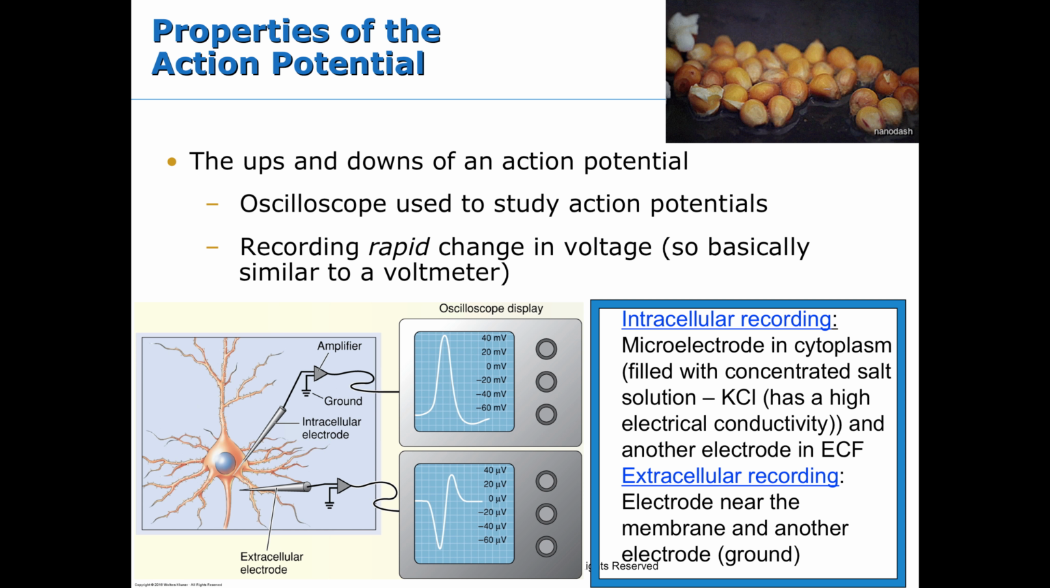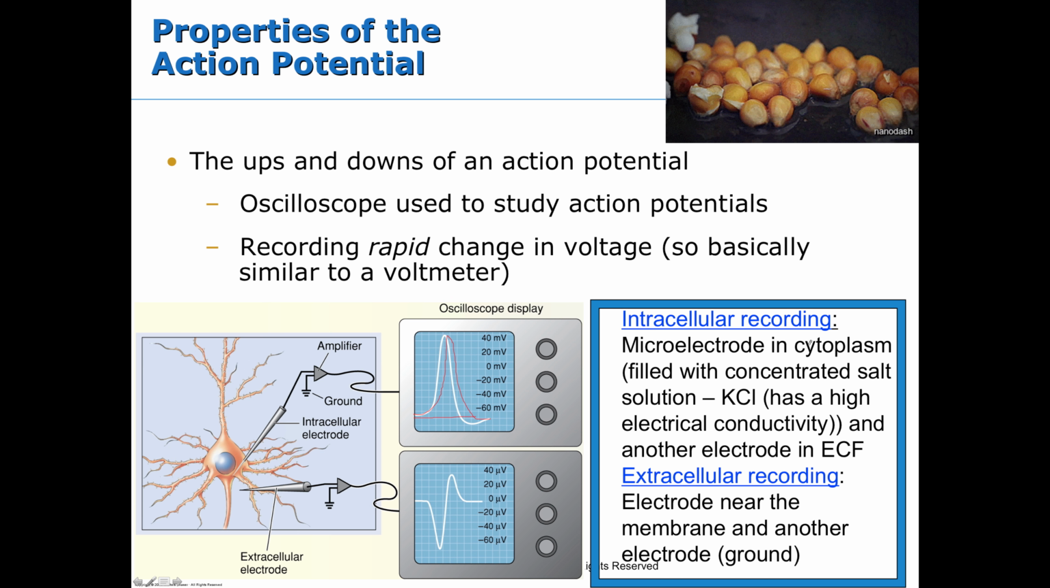So the ups and downs of an action potential can be looked at through an oscilloscope. An oscilloscope is a device used to measure and study action potentials. This helps to record rapid changes in voltage. So it's similar to a voltmeter in being able to read what the membrane potential is at any given moment, but what an oscilloscope does is it looks at a rapid change in voltage. So across this 1 to 2 milliseconds, we're able to see a rapid reversal in this membrane potential from negative to positive and then back down.